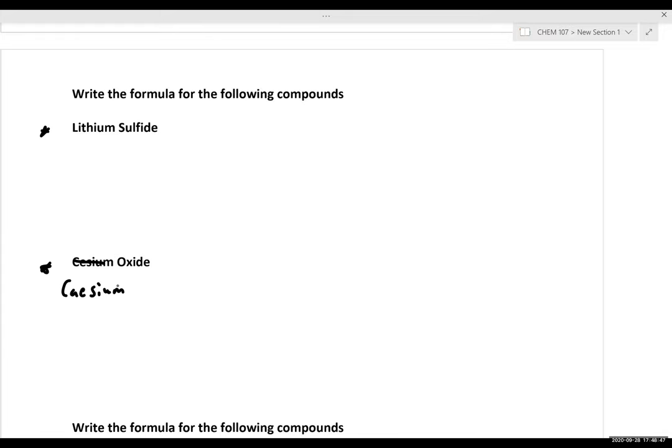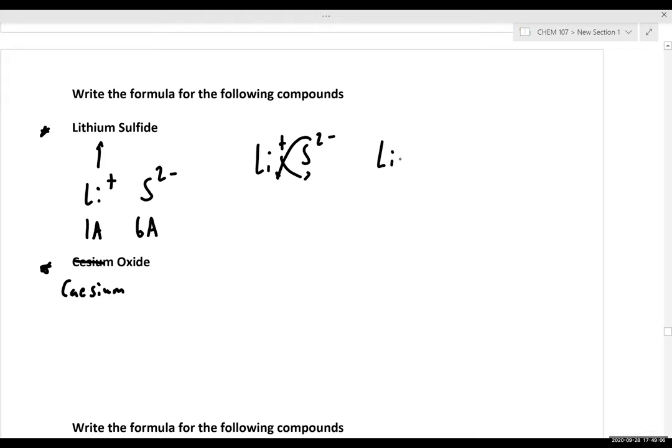Okay, so looking at lithium sulfide, we have lithium, which is a 1A element, which we expect to have a charge of +1. Sulfide is sulfur, which is a 6A element, which has a 2- charge. We write out the charge of each of our ions, and then we cross the charges, and that gives us lithium sulfide, Li2S. Make sure you have your charges correctly noted for each ion in order to write the formula. Does that make sense?